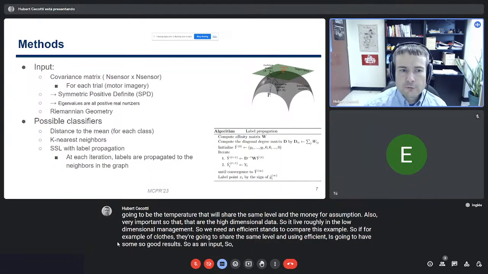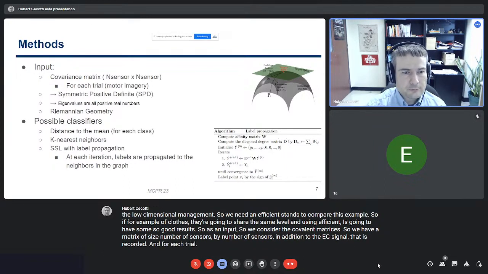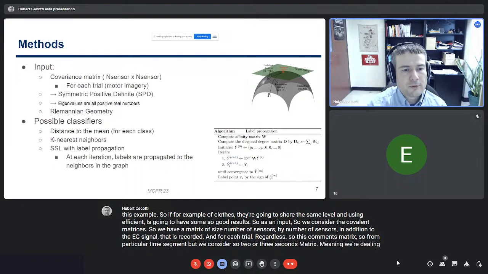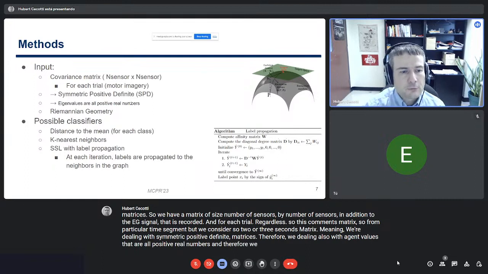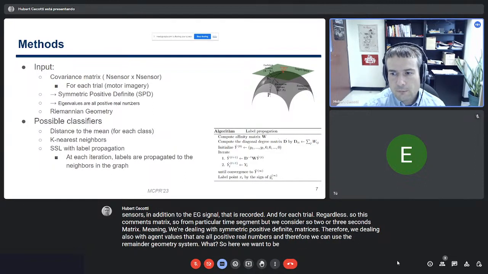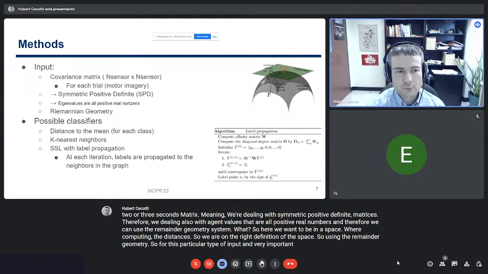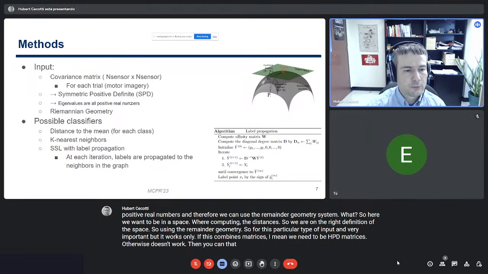As an input, we consider the covariance matrices. We have a matrix of size number of sensors by number of sensors, in relation to the EEG signal that is recorded. For each trial, we have this covariance matrix from a particular time segment that we consider, 2 or 3 seconds. A covariance matrix means we're dealing with symmetric positive definite matrices. Therefore, we're also dealing with eigenvalues that are all positive real numbers, and therefore we can use the Riemannian geometry framework. Here we want to be in a space where computing the distances is on the right definition of the space. Using Riemannian geometry for this particular type of input, it's very important that it works only with these covariance matrices. They need to be SPD matrices, otherwise it doesn't work. Then we can use these properties.